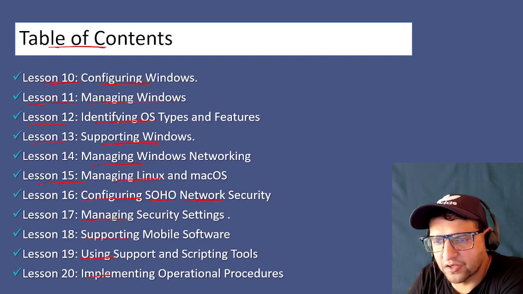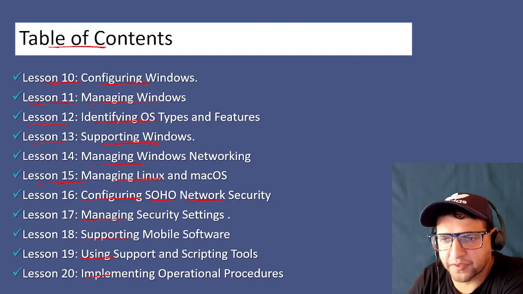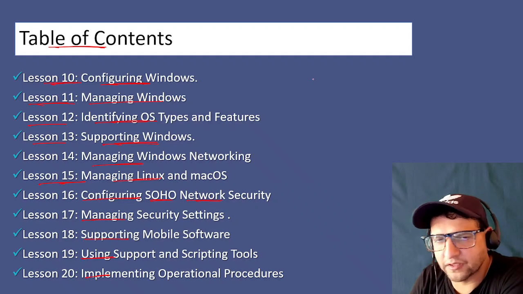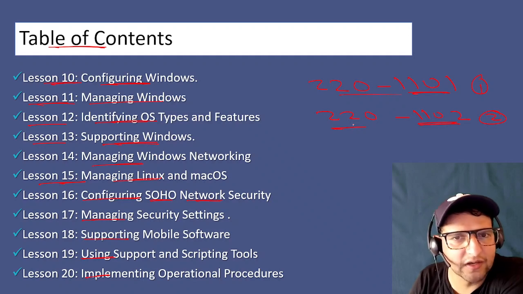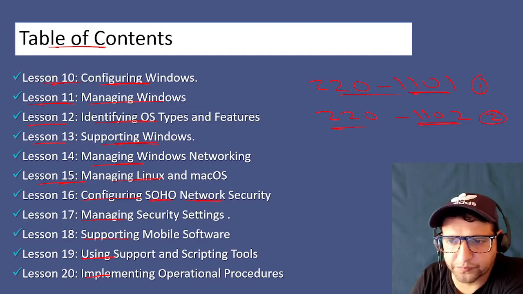These are the modules which we need to go through, because the other modules up to 10 are covered in the previous exam, that is 220-1101. This is 220-1102, the latest code. Please check those codes. This is Core 1, 220-1101, and this is Core 2, 220-1102.